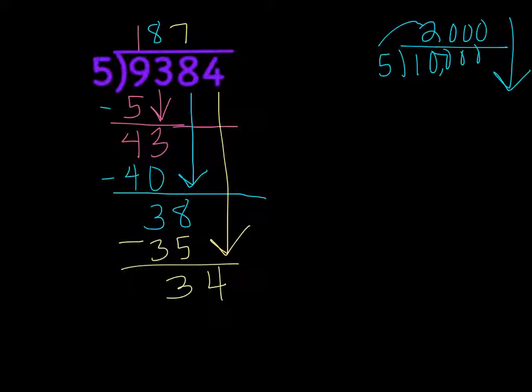And 5 works with 34 6 times. 6 times 5 is 30. Remainder 4. So my answer is 1,876 with a remainder of 4.